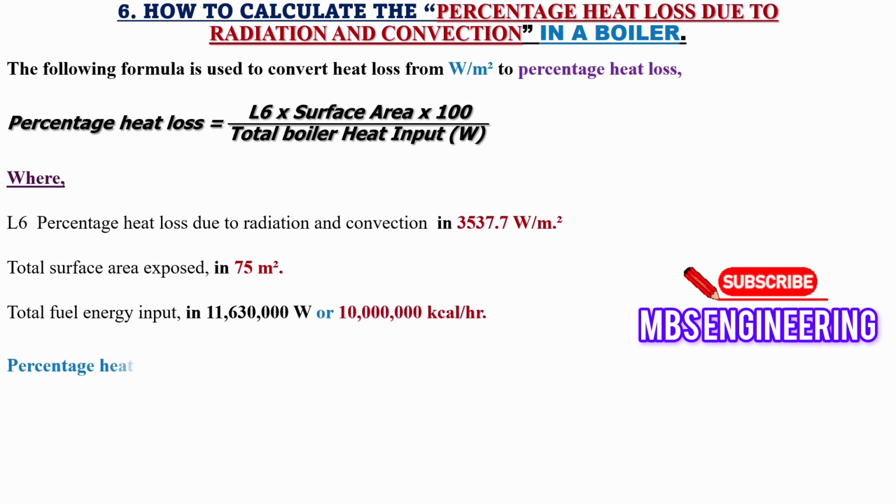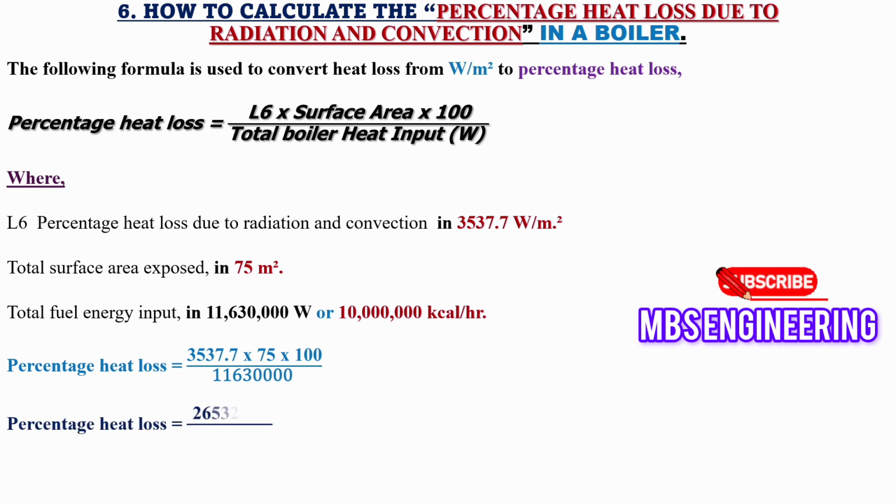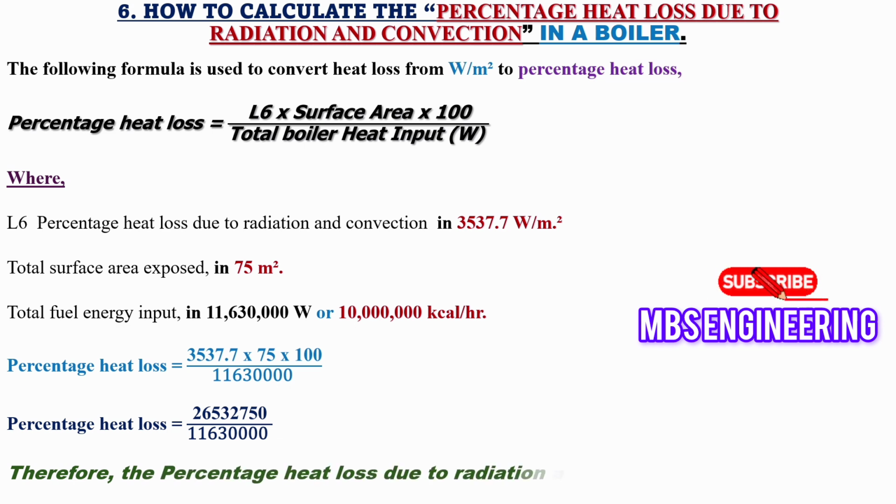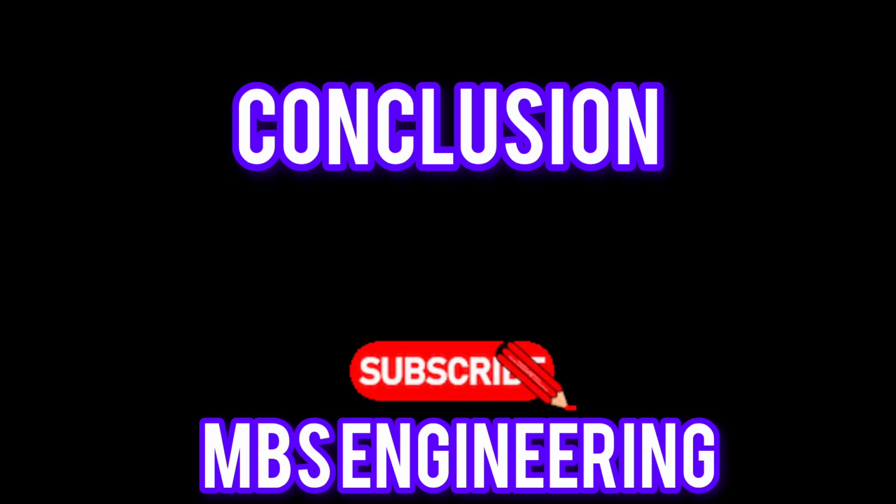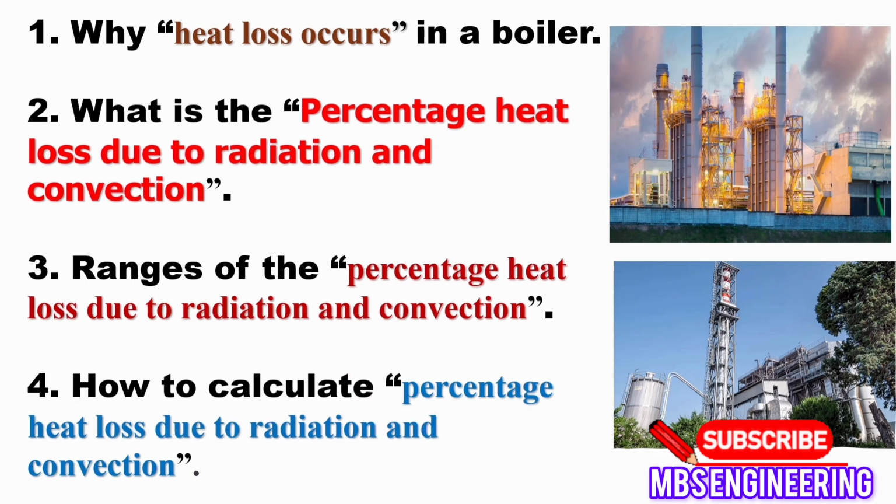Apply the given data to get the percentage heat loss due to radiation and convection. Please refer to the step-by-step calculations below, further simplified. Percentage heat loss is equal to 26,532,750 divided by 11,630,000 watts. Therefore, the percentage heat loss due to radiation and convection is 2.281%.